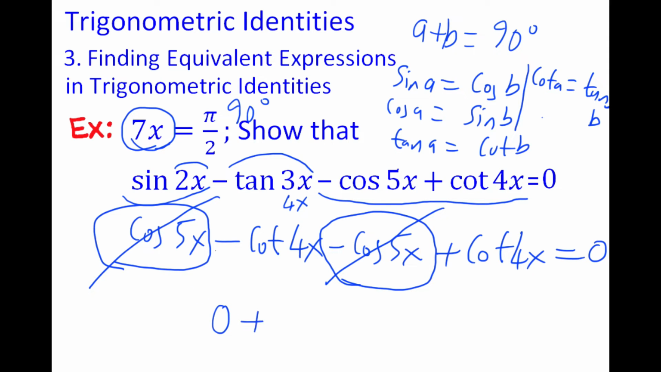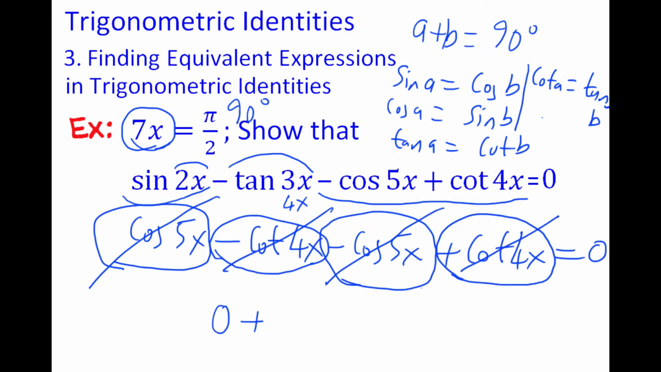0 plus, from here we have negative cotangent 4x. From here we have positive cotangent 4x. And again, if you add them up, those are gone also. So we can just cross them out as well. And the leftover is 0. And on the right, as you can see, we have 0. So 0 plus 0 is 0, and 0 is equal to 0. That means our given expression is correct.